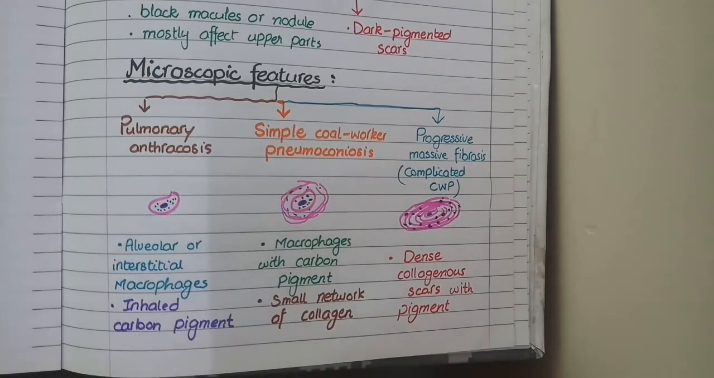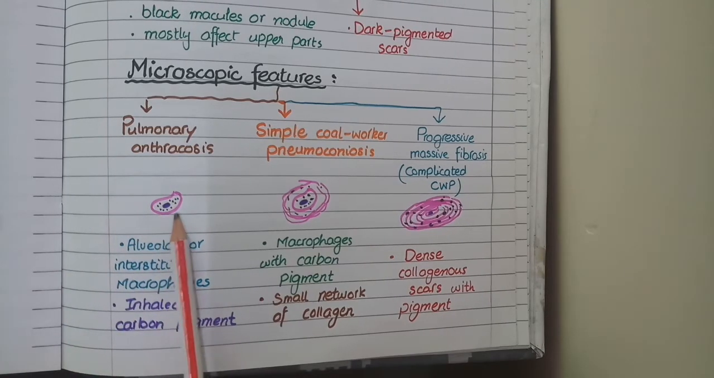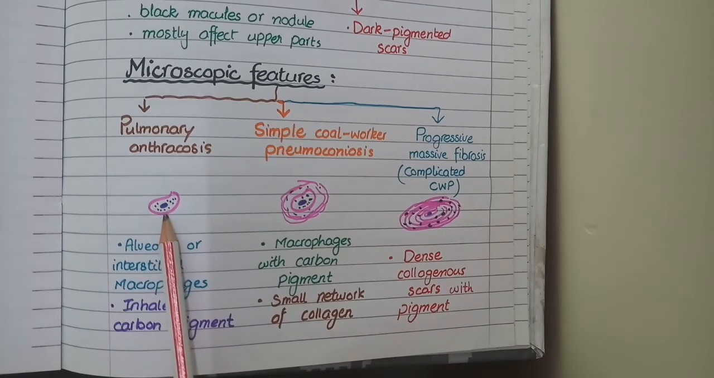Now microscopically there are three stages of Kohlwerker's pneumoconiosis. First stage is called pulmonary anthracosis, in which you see macrophages in alveolar spaces and interstitium, and these macrophages contain black colored pigment of carbon in the cytoplasm. But as you can see here in this diagram, there is no collagen tissue or fibrosis at this stage.